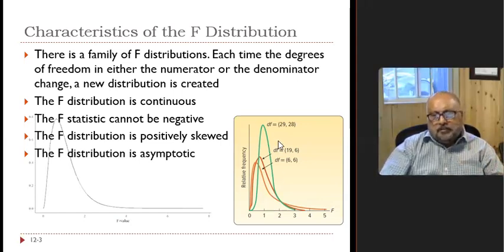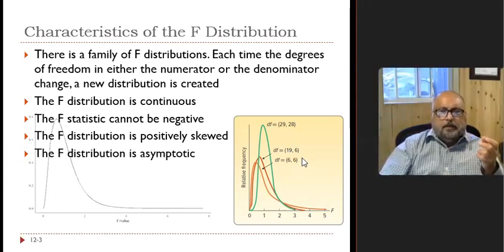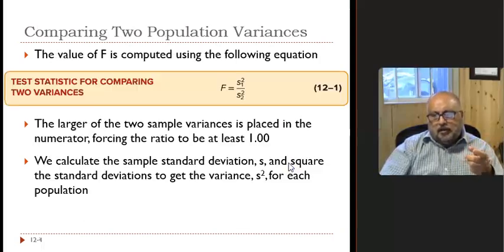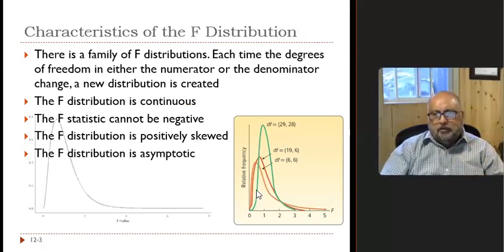Now, if you see these numbers here, degrees of freedom 29 versus 28, 19 versus 6, 6 versus 6. Look at this distribution with degrees of freedom 29 and 28. In this case, the numerator is 29 for the F statistic, and the denominator is 28. Here, the numerator is 19 and the denominator is 6. And in the third one, the numerator is 6 and the denominator is also 6.